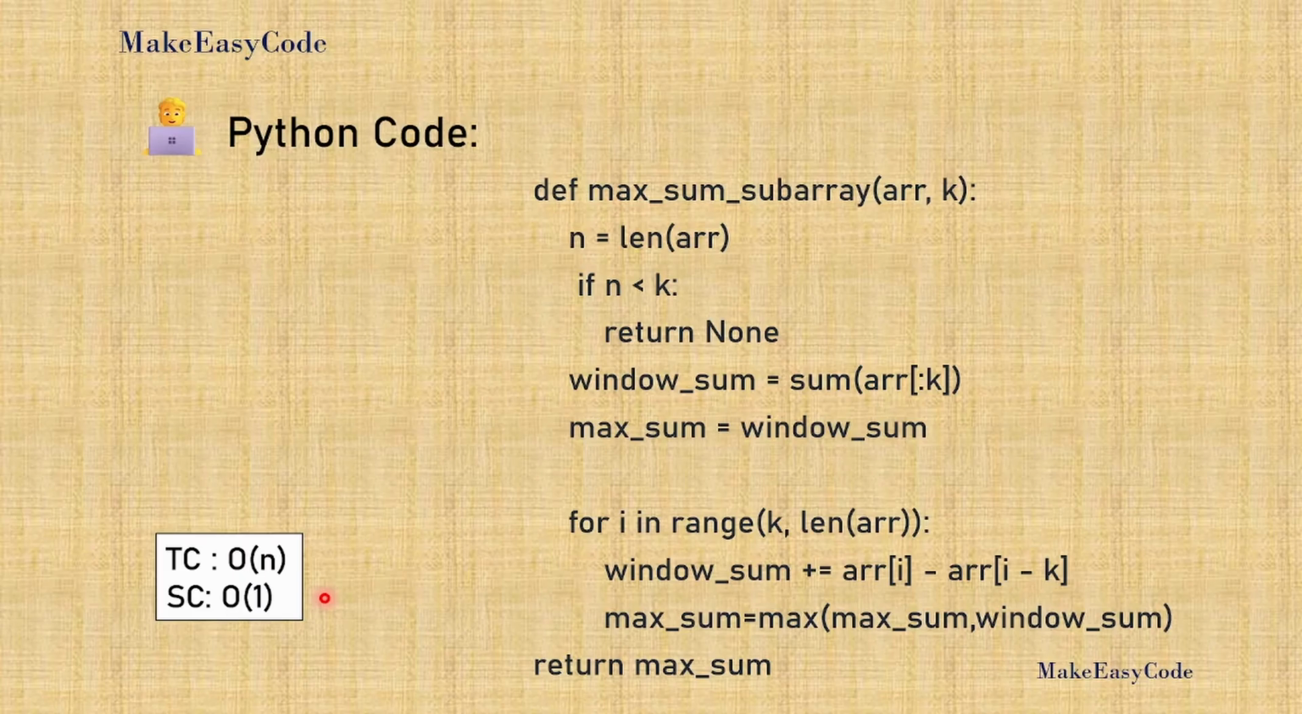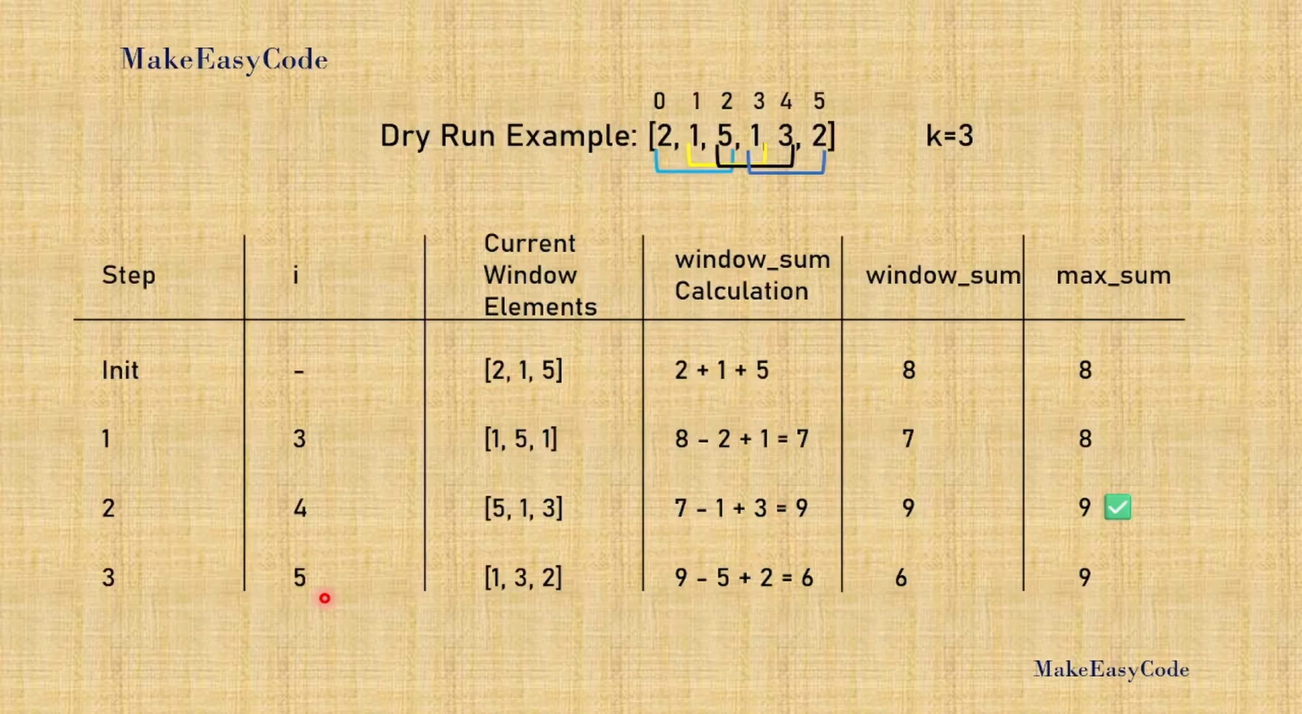Now for this code, let's dry run it with the sample input to understand how the sliding window works. So this is the given example here.